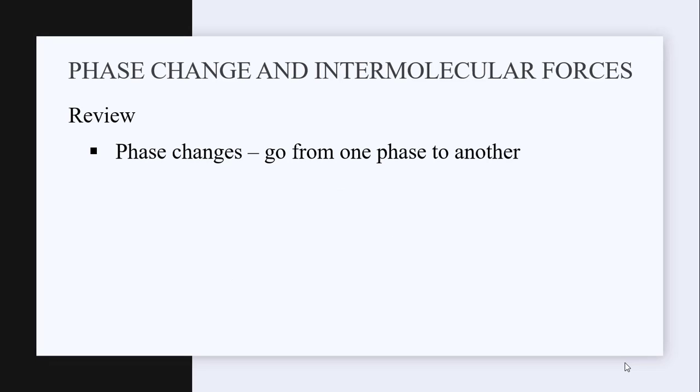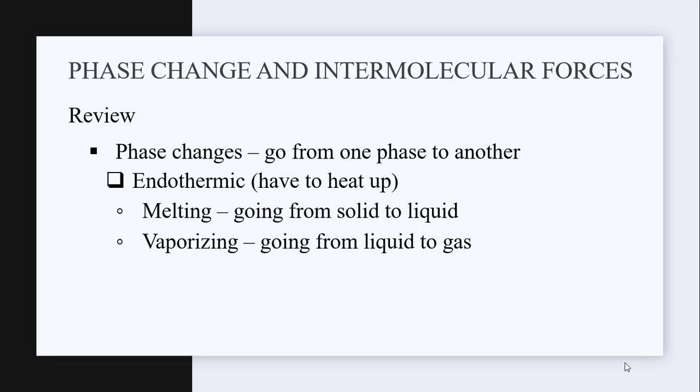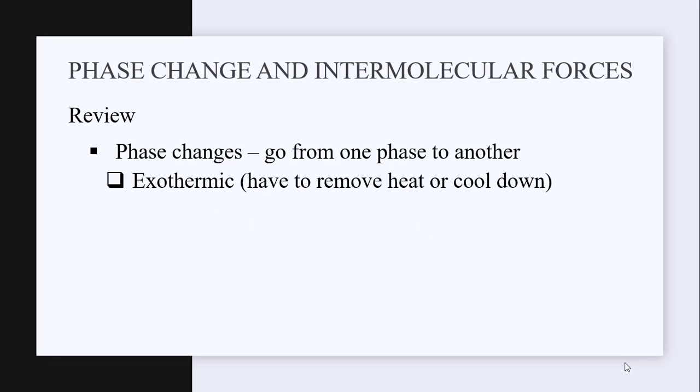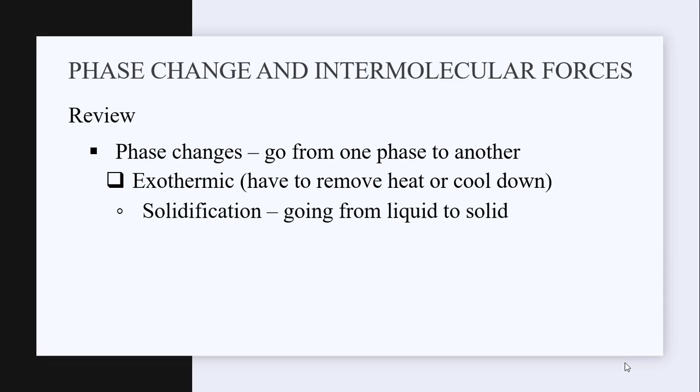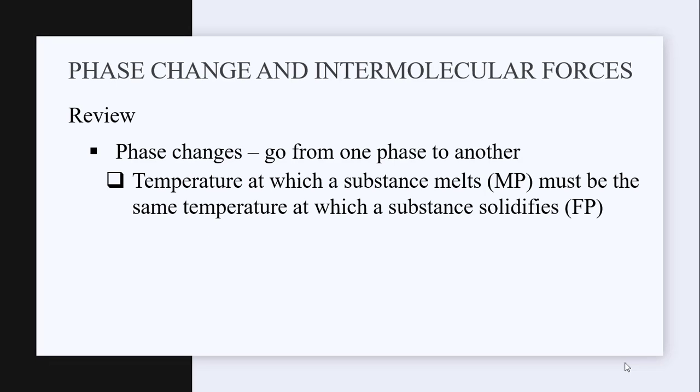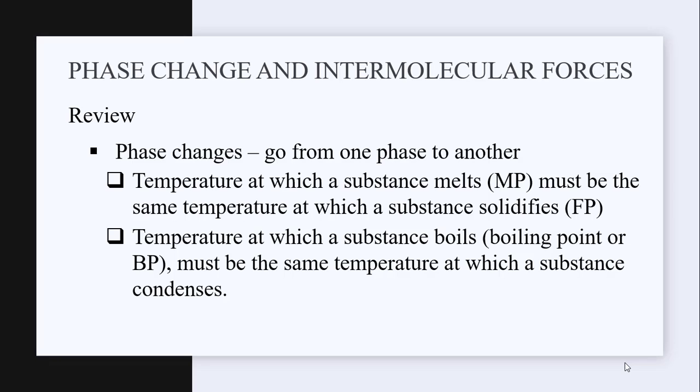To go from one phase to the other is called a phase change. If it's endothermic, you have to heat it up, and that would be melting, vaporizing, and sublimation. Conversely, exothermic, where you have to remove heat and cool it down, is solidification, condensation, and deposition. The temperature at which a substance melts must be the same temperature at which it solidifies under the same set of conditions, and the same thing occurs with boiling point and the temperature of condensation.